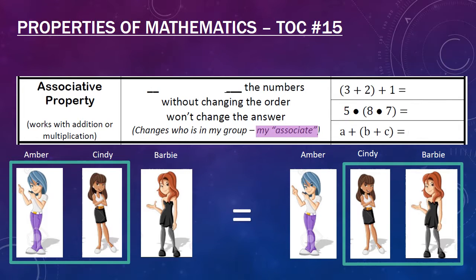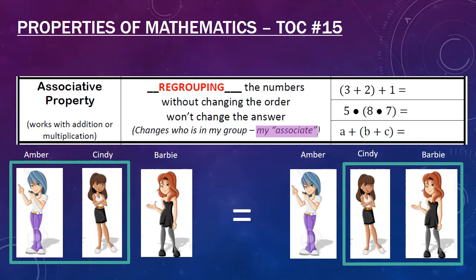For the associative property, associative again also works with addition and multiplication only, not division or subtraction. And it is regrouping, or changing the numbers that are in the groups, the grouping symbols, does not change the answer. And a way to remember it is your associates are your friends.